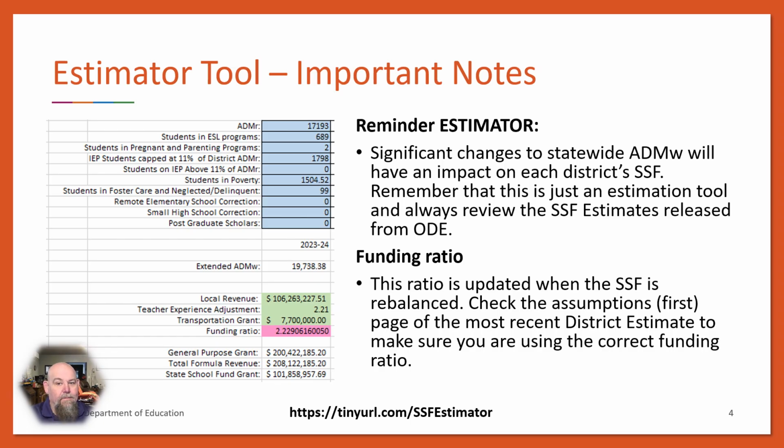The pink box is the funding ratio, which is listed on the first page of the estimates, also called the assumptions page. You already know that if you watch the State School Fund Basics series. The funding ratio is also listed in the general purpose box on the district estimates, and that's the one you should use because it does show more decimal places in the ratio than the assumptions page does. The general purpose grant, total formula revenue, and state school fund grant amounts should match.